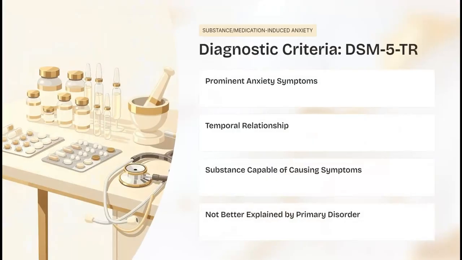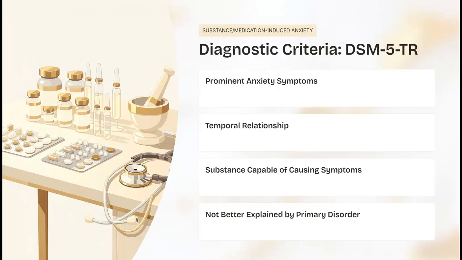Okay, so we're going to move on to substance medication induced anxiety. So we're going to talk about the diagnostic criteria for substance medication induced anxiety according to the DSM-5 TR. The first criteria is that the patient must present with prominent anxiety symptoms, something like panic attacks or generalized anxiety as the dominant clinical feature.